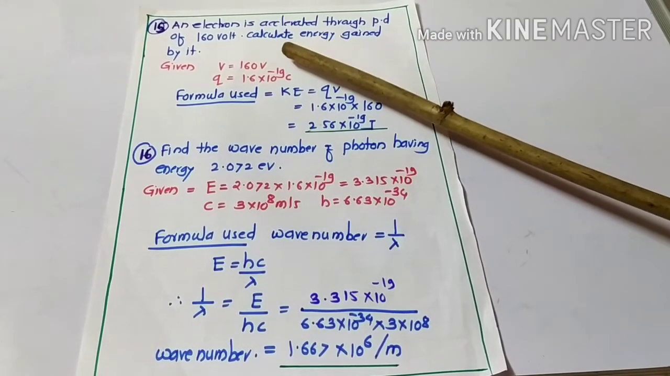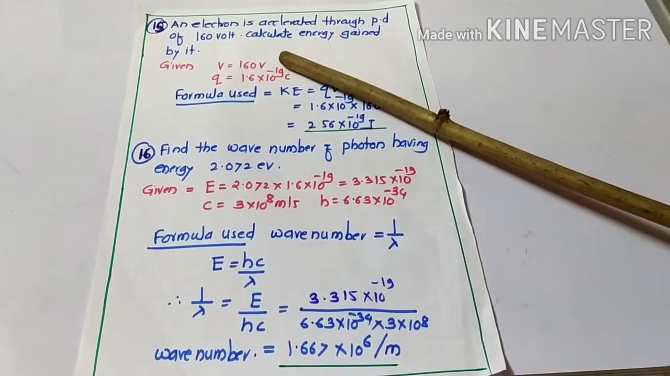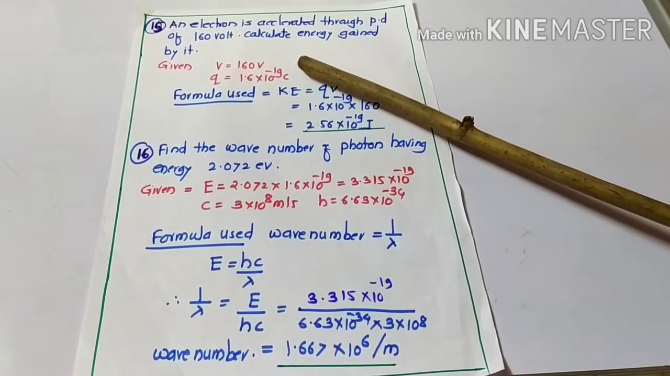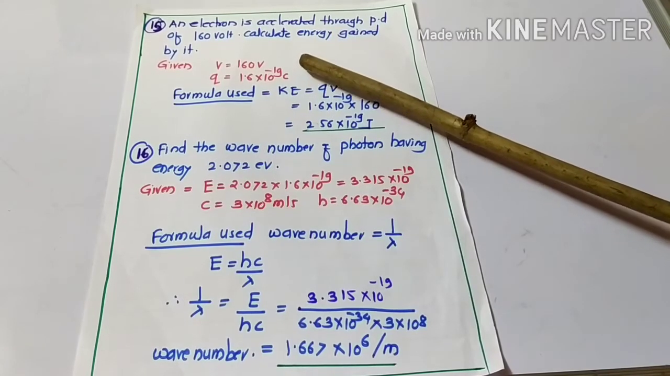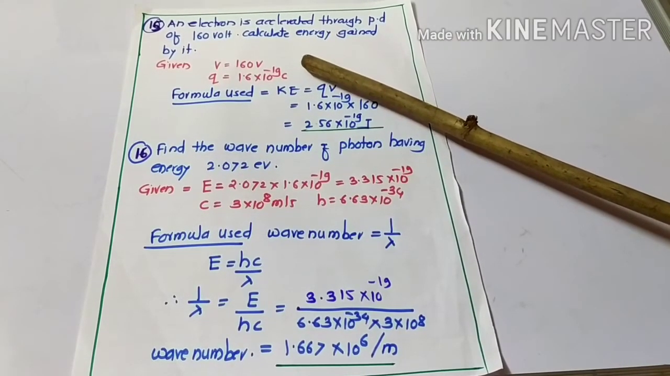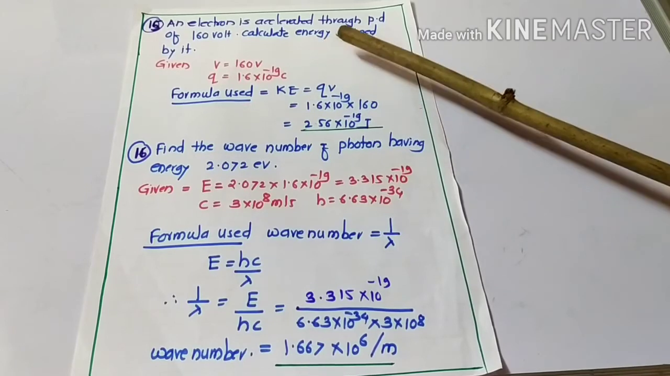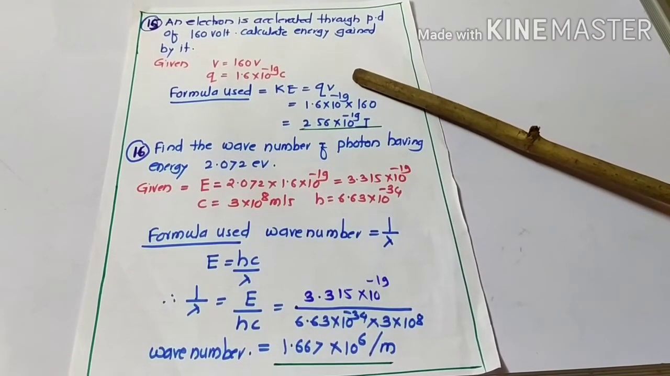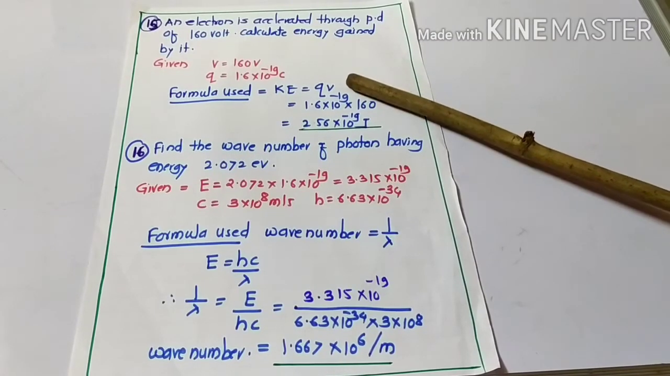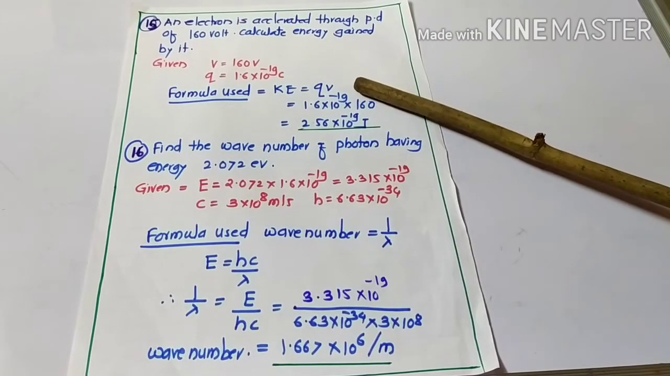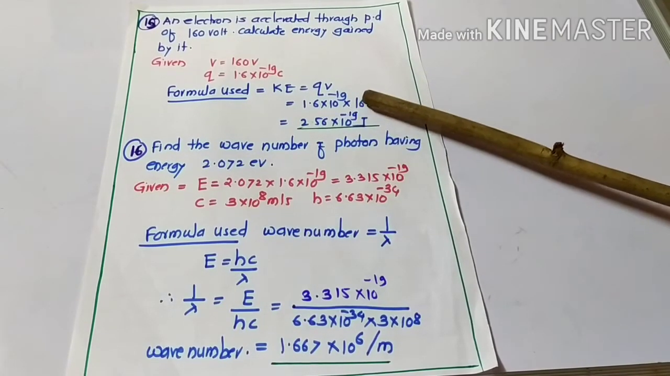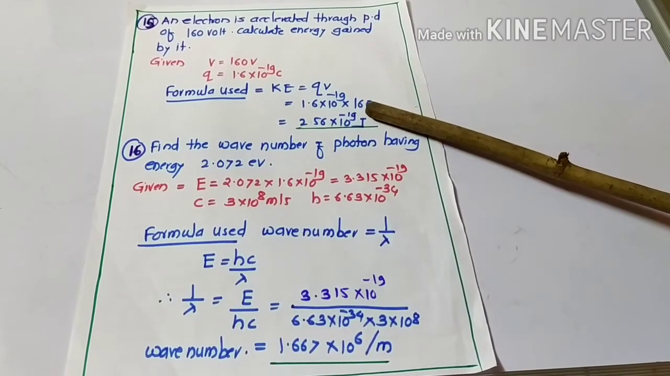Here potential is given, V is equal to 160 volt. Then the charge of electron Q is 1.6 into 10 raised to minus 19 coulomb. Then we know that kinetic energy is equal to charge into potential, Q into V. Q is 1.6 into 10 raised to minus 19 into 160. The answer is 256 into 10 raised to minus 19 joule.